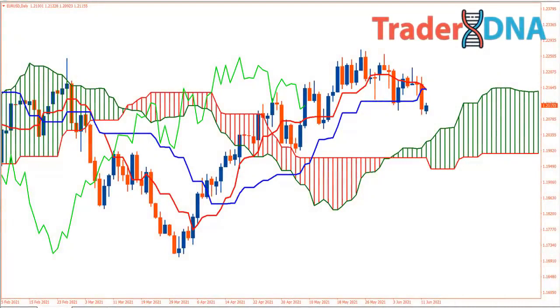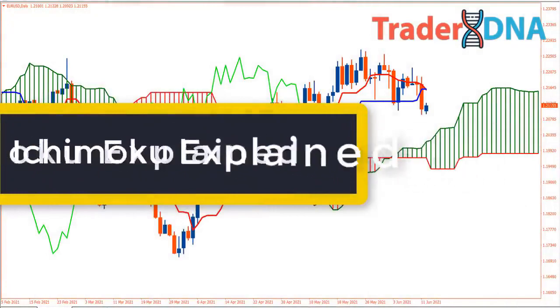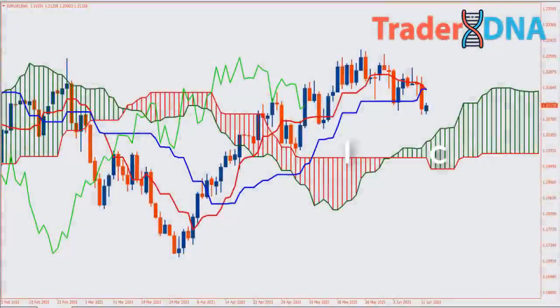So, let's define all the Ichimoku Kinko Hyo components. We will review how to correctly interpret the trade signals generated by this technical indicator. Ichimoku explained. The Ichimoku is a momentum indicator used to recognize the direction of the trend. It can also define accurate support and resistance levels. The Ichimoku indicator consists of 5 main components that provide you with reliable trade signals.